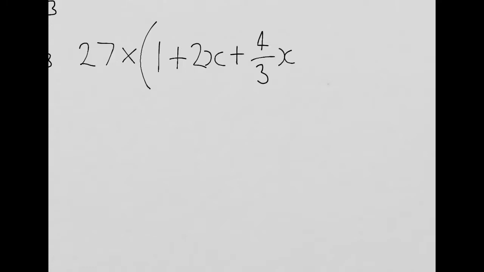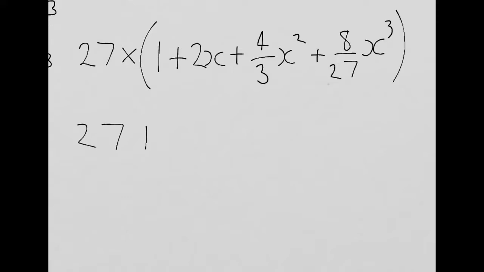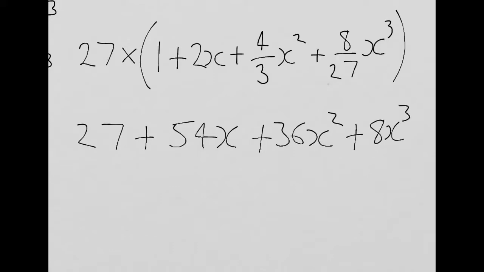Okay, if you've done that correctly, you should end up with 27 times your expansion, which will give you 1 plus 2x plus 4/3 x squared plus 8/27 of x cubed, and we can just expand that out quite quickly. 27 plus 54x plus 36x squared plus 8x cubed as our final expansion.